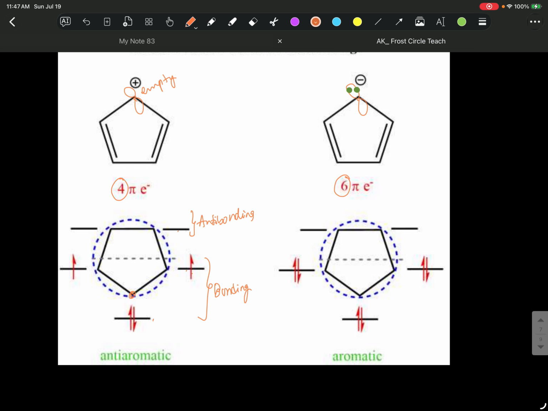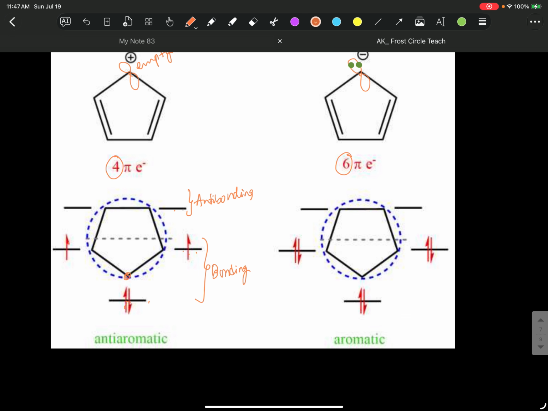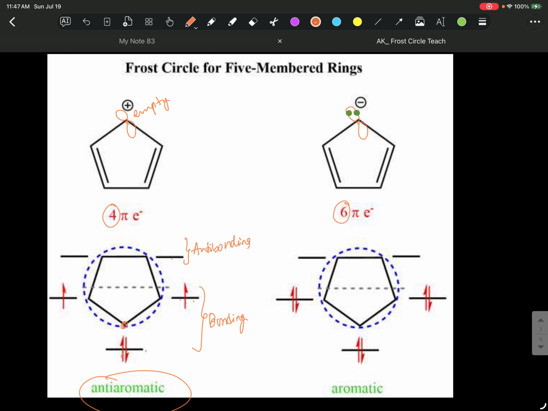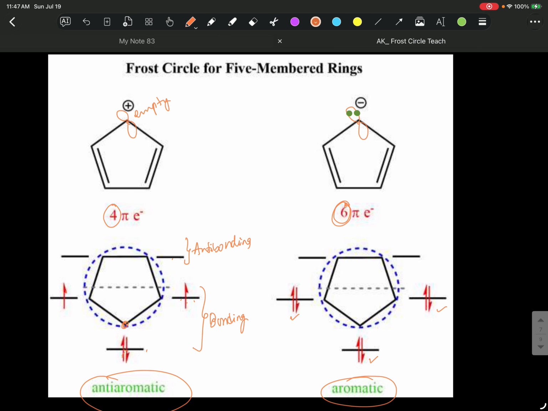So if you have the 4 pi electrons, we start filling in, and we can see that there are 2 in here and 1 unpaired in each of the next level. So that's why it becomes anti-aromatic. On the other hand, if you see the one on the right, we have 6 electrons, so we have 1 paired at the bottom, and then we can have paired ones even in the next level. That's the reason it becomes aromatic.